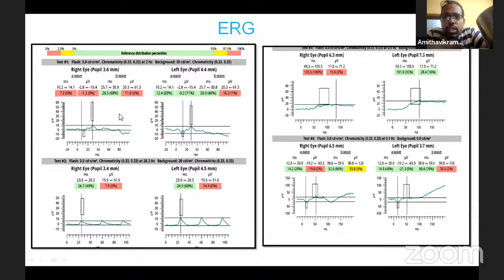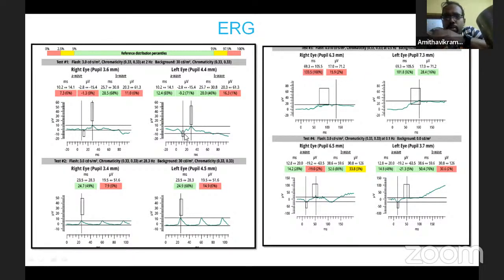For each of the waveforms, we look at amplitude and the latency or the peak time. So if you see the photopic 3.0, the first panel on the left side, the top panel, the amplitudes are reduced, especially for the right eye, but the left eye looks near normal. There is only one highlighted region showing in red, correct? And in that, actually there is an A wave and B wave.